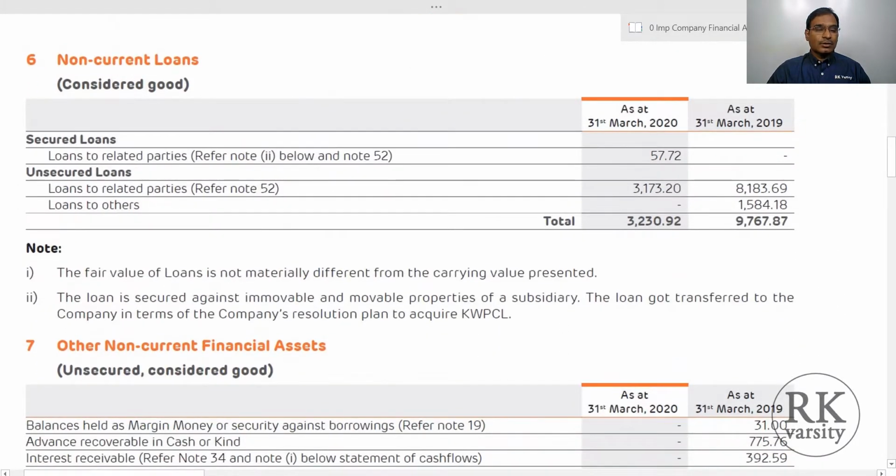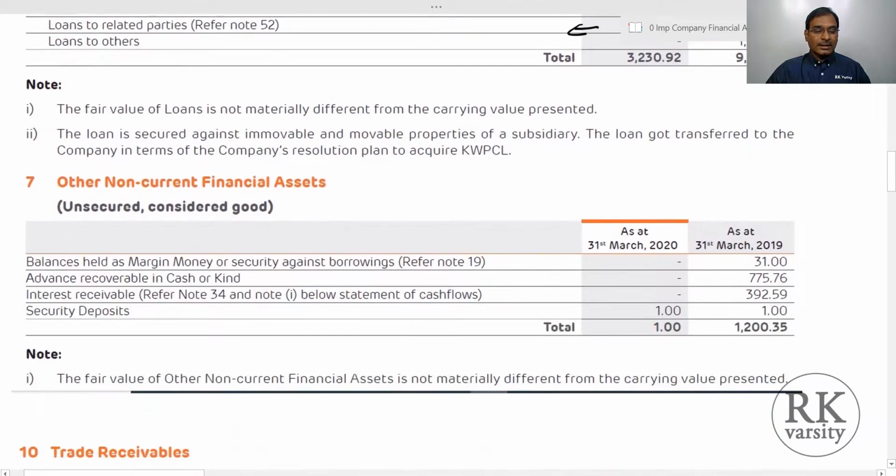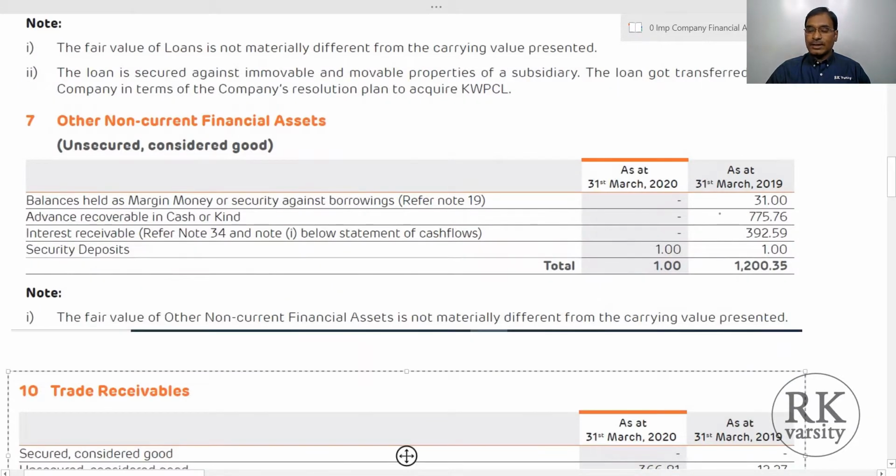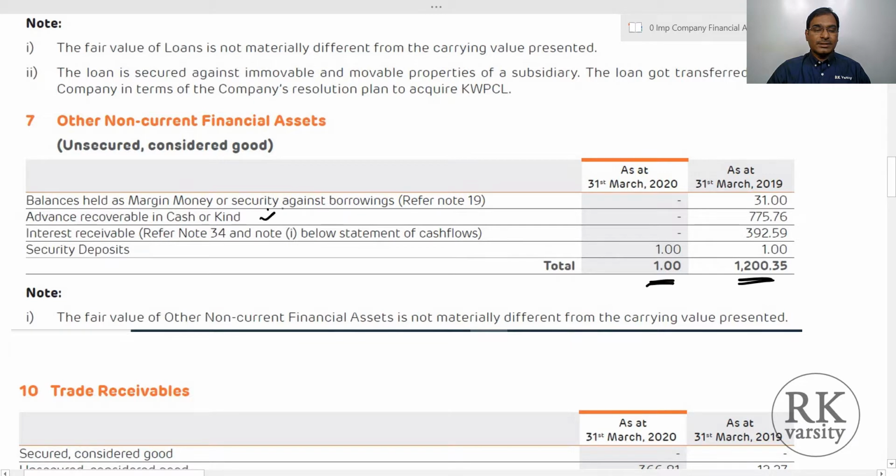Non-current loans: here it says loans to related parties, there is a decrease in the loans related to related parties from 8,100 crore to 3,173 crore. Similarly, other non-financial assets: 1,200 crore was there in the previous year, and this year only 100 crore. Especially, advances recoverable in cash of 775 crore have been received, and the interest receivable amount is 0 here. That means the interest was also received. These two items you received during 2020.